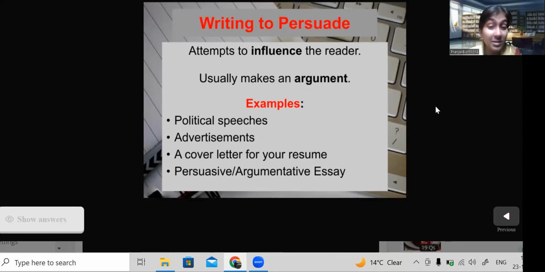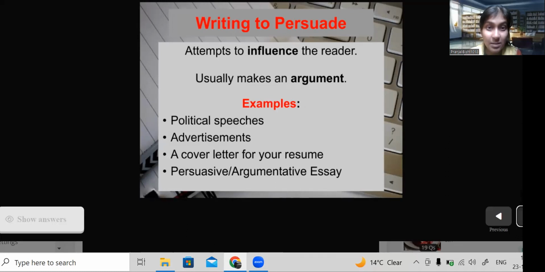Now, for example: political speeches, advertisements, a cover letter for a resume, a persuasive or argumentative essay. Political speeches are a very good example of persuading. You must have seen many political leaders giving speeches. They're just trying to give you their side of the story, right? So the author's purpose is to persuade. He tries to tell you his part of the perspective, to influence the reader. All right, let's see the next.